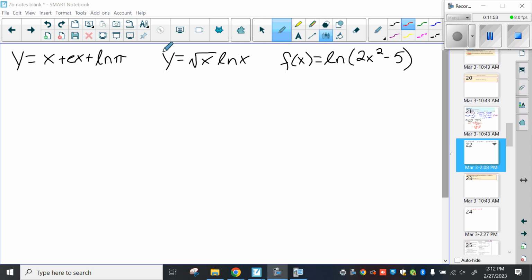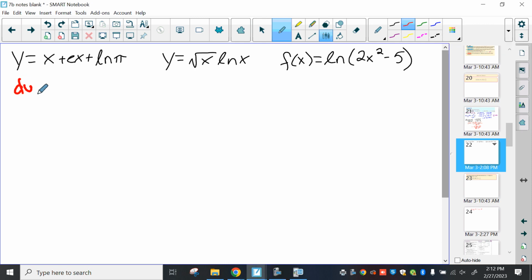Okay, so let's work on the first one. We can individually take the derivative of sums, so therefore dy dx equals, what's the derivative of x? 1. What is the derivative of e times x? E. Because the power on x is 1, so we end up just getting the coefficient. And the natural log of pi is just a number, a constant. And what's the derivative of a constant? 0. So it's 1 plus e is your answer for that one.